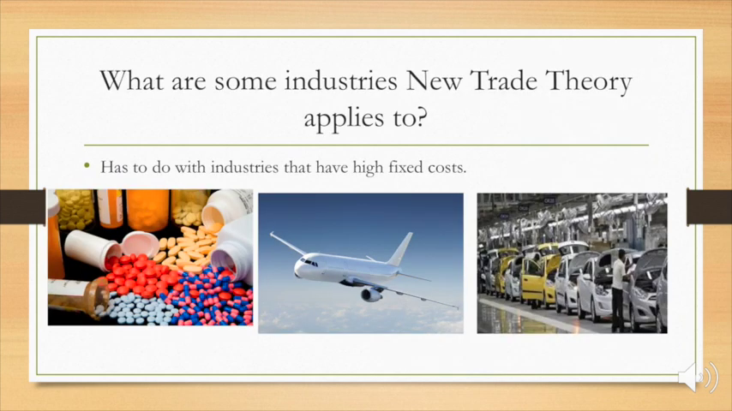So some industries that the new trade theory applies to, as I mentioned earlier, are the automotive industry, the pharmaceutical industry, which is a big one, and the aerospace industry, which is a big one. What all these industries have in common is that they have fixed costs. This means that the costs of the business are going to be constant no matter the quantity of goods or services that they produce. So in order to make money off it, they have to do very high output of their products.